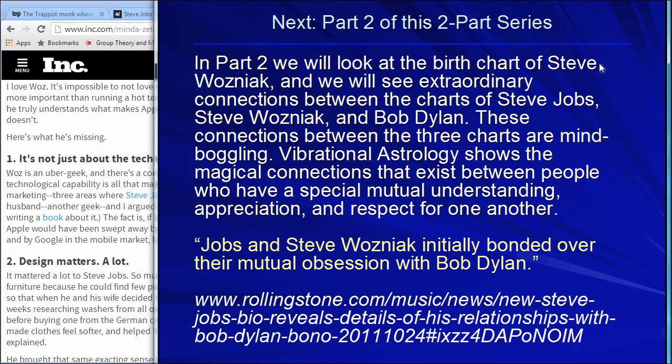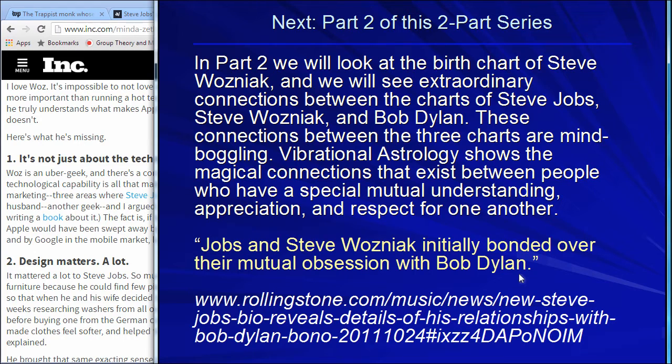Now, in part two, we're getting to the end of part one here. We're going to look at the chart of Steve Wozniak very briefly. We're going to see connections between the charts of Steve Jobs, Steve Wozniak, and Bob Dylan. And this is pretty mind-boggling when you see these connections. And here's a quote from RollingStone.com. Jobs and Steve Wozniak initially bonded over their mutual obsession with Bob Dylan. Interesting. And the connections with Bob Dylan are amazing.